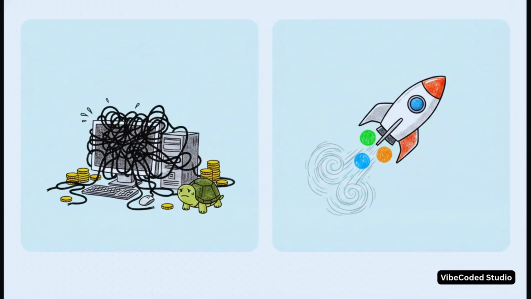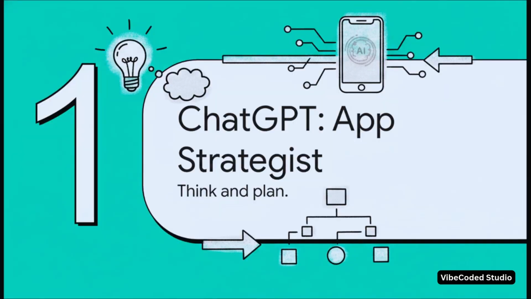It's a radically fast workflow. You've got ChatGPT acting as your thinker and planner, UseArt stepping in as your visual designer and prototyper, and Glide, that's your actual builder and launcher. All right, let's break these down. First up, ChatGPT, your app strategist.